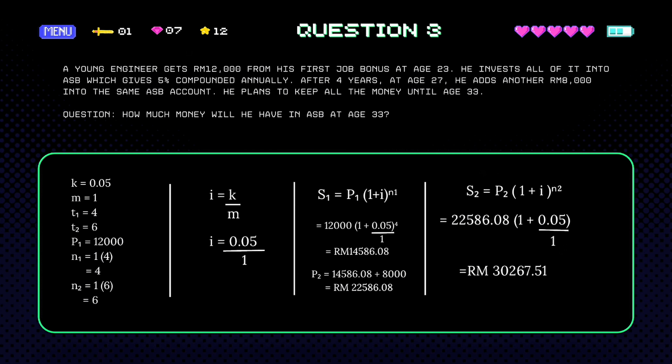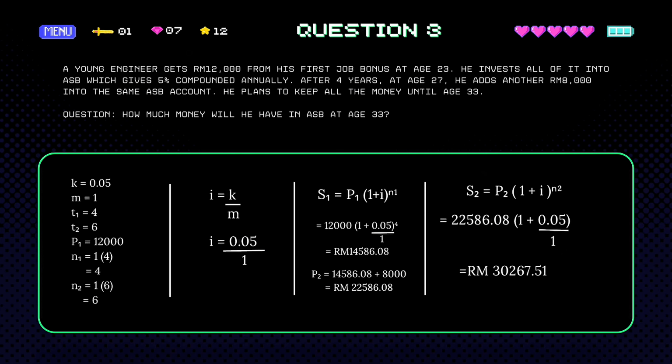For step 3, we must add the second deposit, which is 8,000 ringgit at age 27. So the new total of the amount we now invest for the next 6 years is 22,586.08 ringgit. This is the P2. So now, we need to calculate that total for another 6 years.